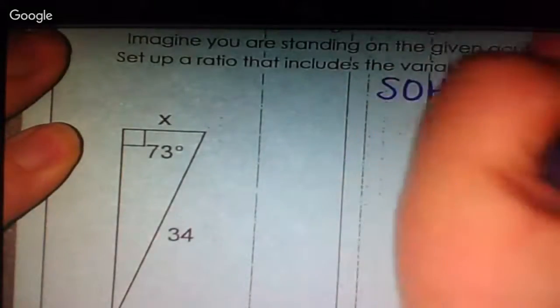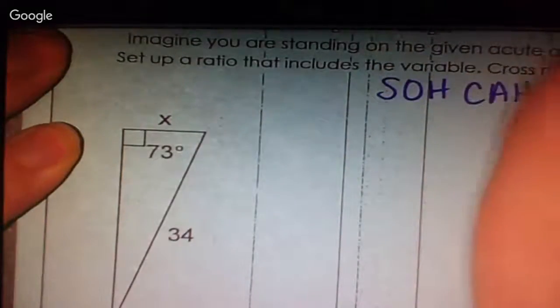Okay, so now we're going to use SOHCAHTOA. If you want to write that up here somewhere, so you've got it. SOHCAHTOA.